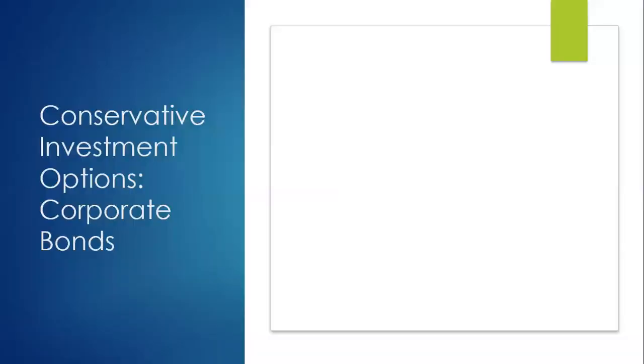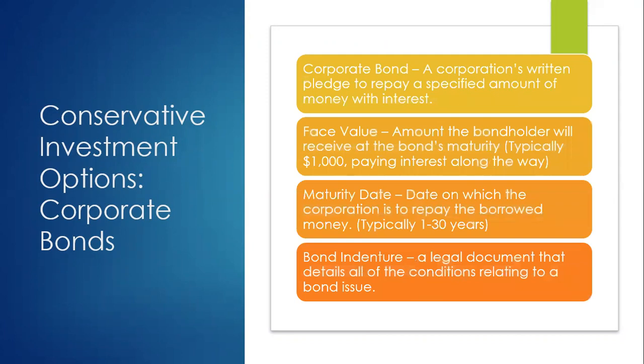All right, conservative investment options. So we have corporate bonds. Corporate bonds are conservative, meaning safer options. A corporate bond is a corporation's written pledge to repay a specified amount of money with interest, just like the government bond. So they say, you let us borrow this money. Usually it's $1,000 per bond. That's the face value, the amount that the bondholder is going to receive at maturity, usually $1,000.